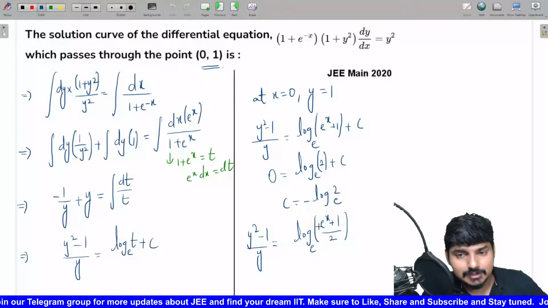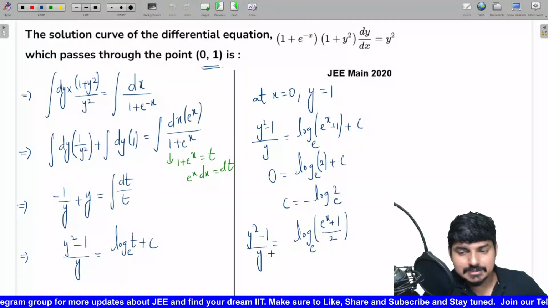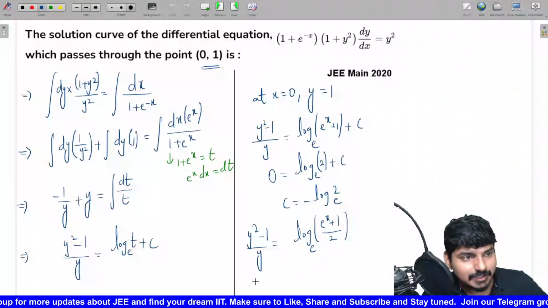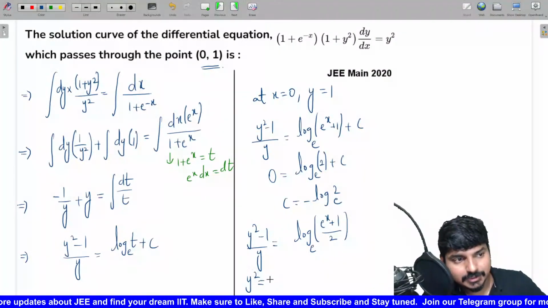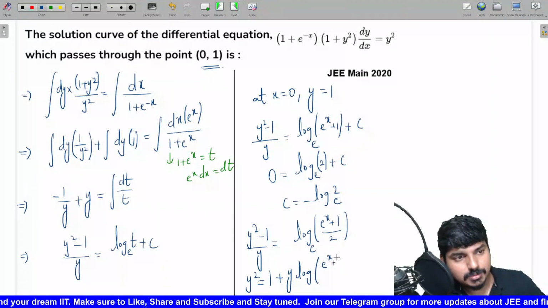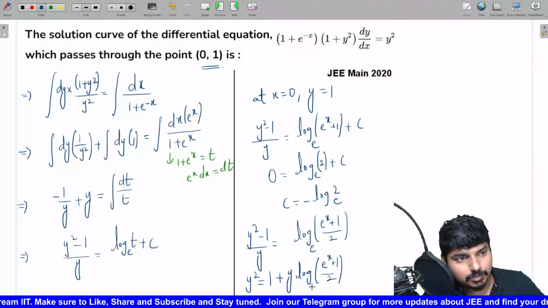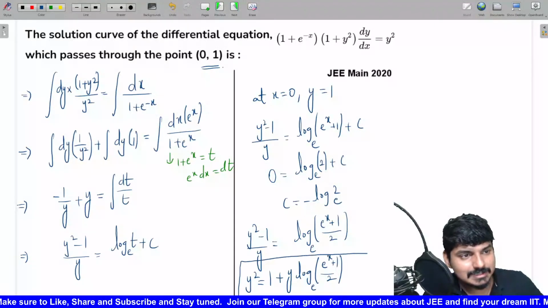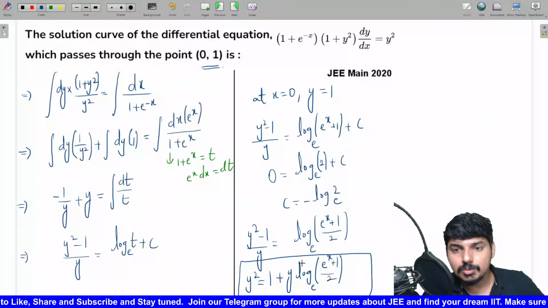So from here this can be written as, if you see here, everyone, y square is equal to 1 plus y into log of e raised to x plus 1 divided by 2 to the base e. This is the solution you are going to get.